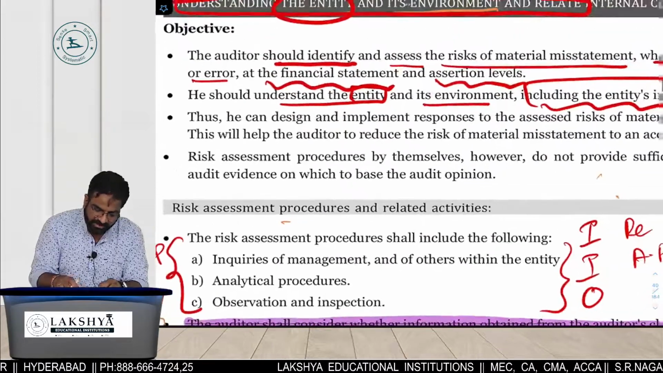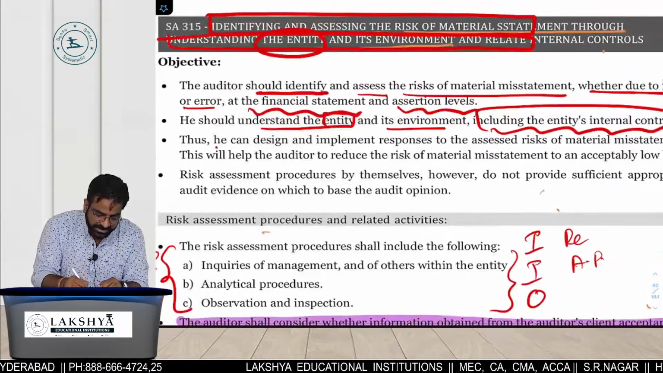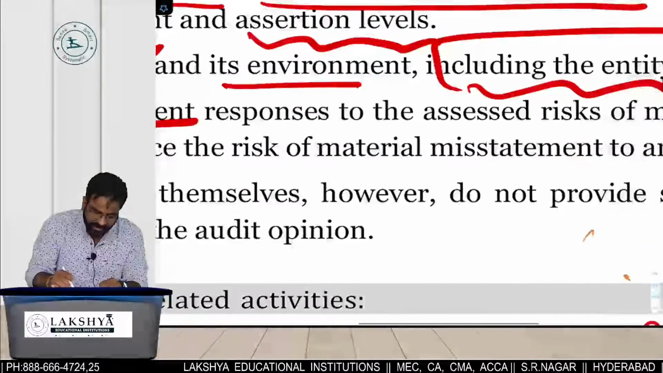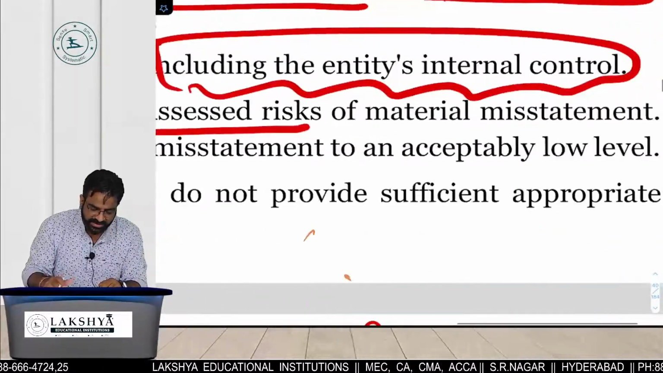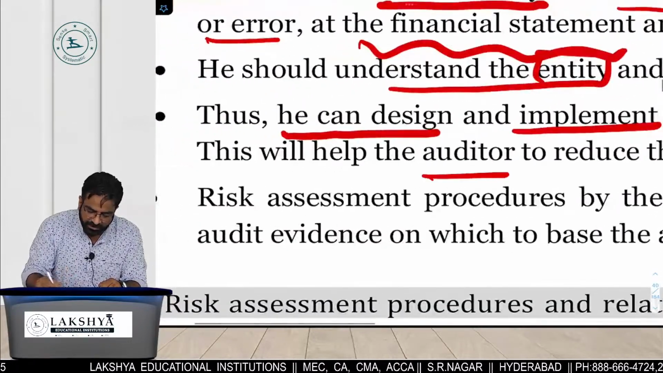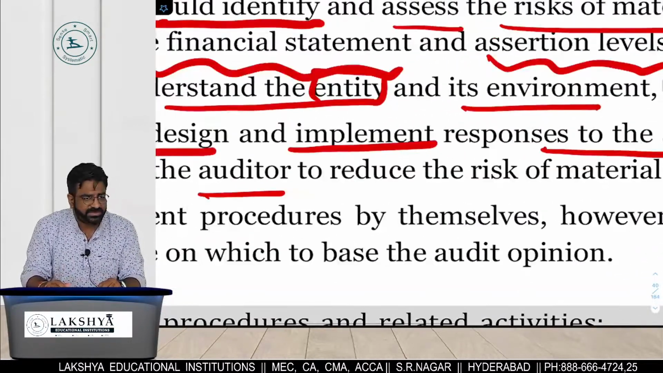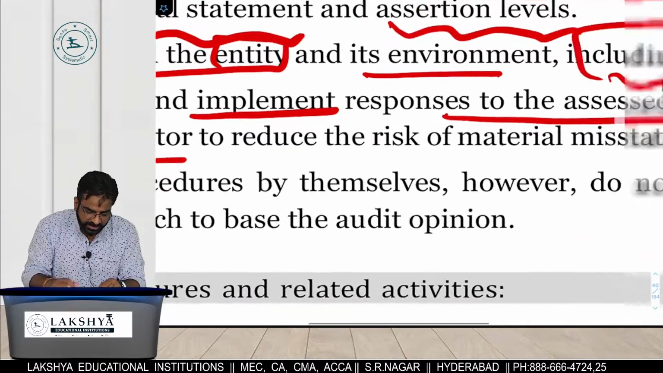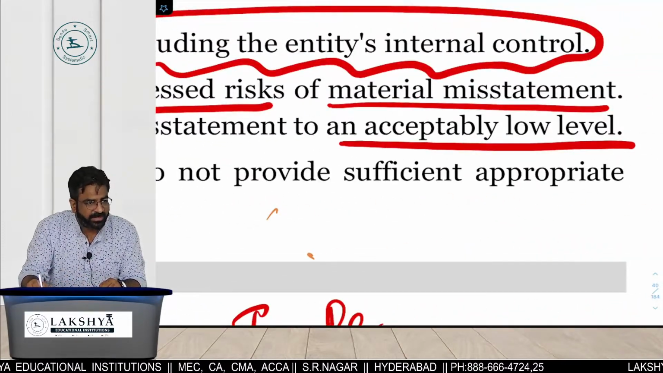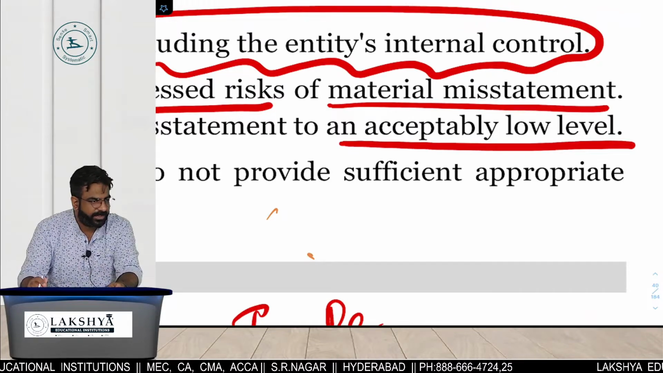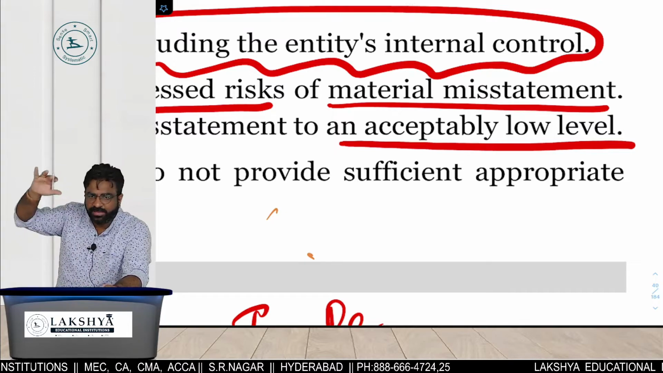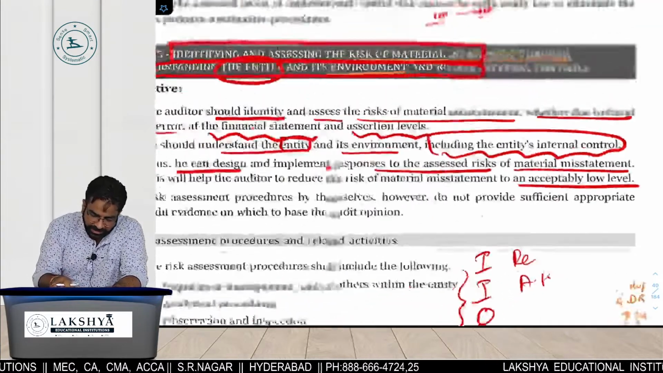Main point is the third one. What is the third one? Thus, he can design and implement responses to which risk? Assessed risk of what? Material misstatement. This will help the auditor to eliminate the risk or to reduce the risk to which level? To an acceptably low level. Did you get the point? Because we all know that risk can be eliminated or reduced only. It can never be what?